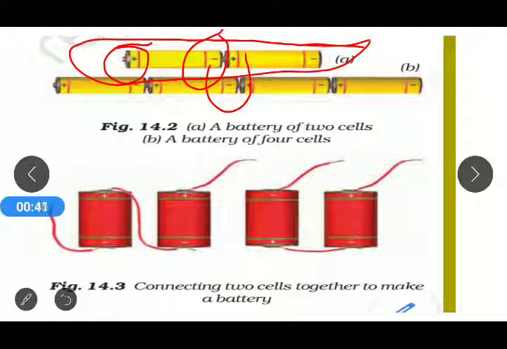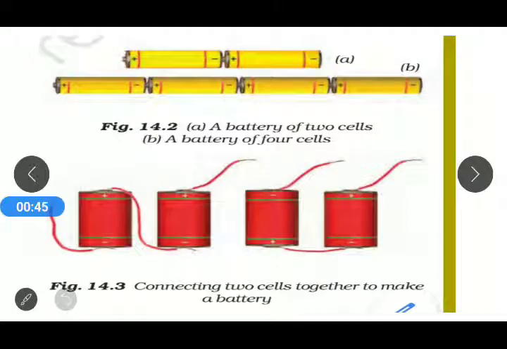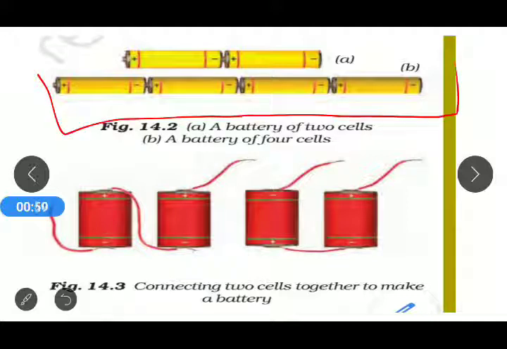And in the second picture, you can find out that four cells are connected to each other like this. How are they connected? The first cell's negative terminal is connected to the positive terminal of the second cell. The negative terminal of the second cell is connected to the positive terminal of the third cell, and the negative terminal of the third cell is connected to the positive terminal of the fourth cell.